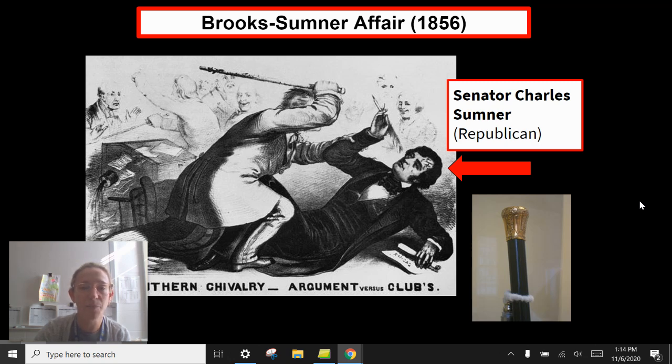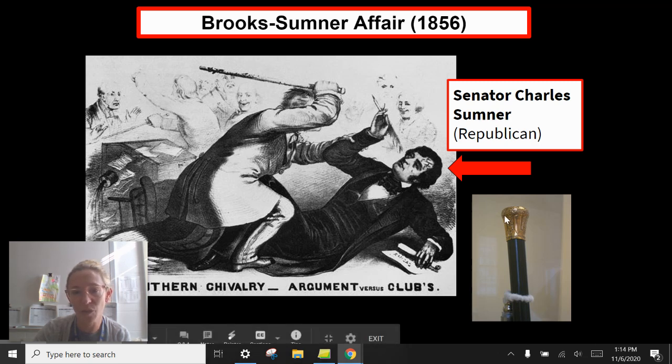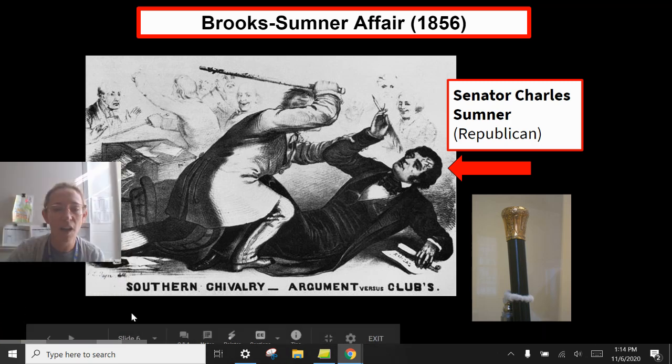And Sumner was actually stuck in his desk there and had to take this abuse, and it actually left him unconscious. Here's actually the cane that was used to cane him. And this shows you a cartoon from the Northerners' perspective saying, really, is this chivalrous? This is how Southerners behave, the argument versus clubs.